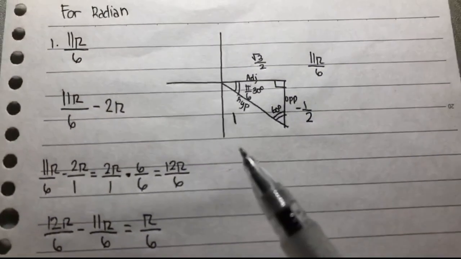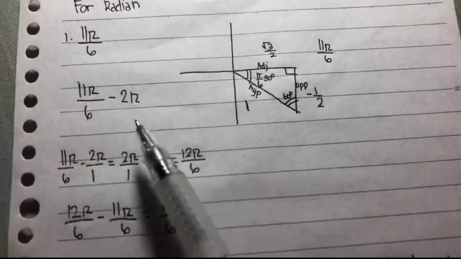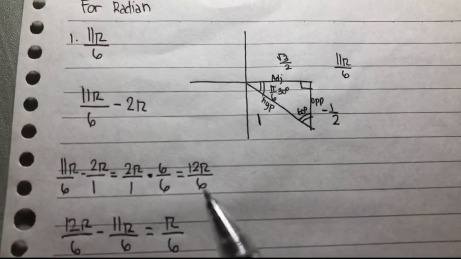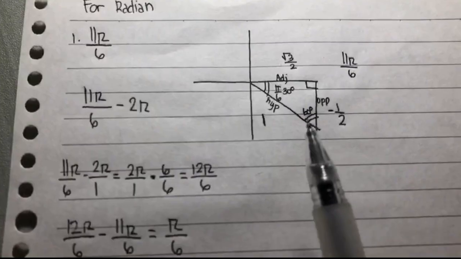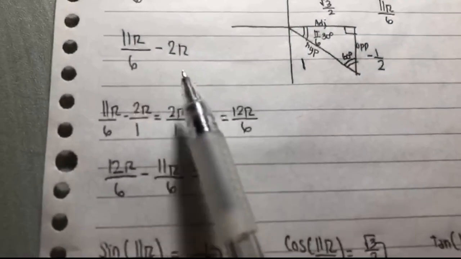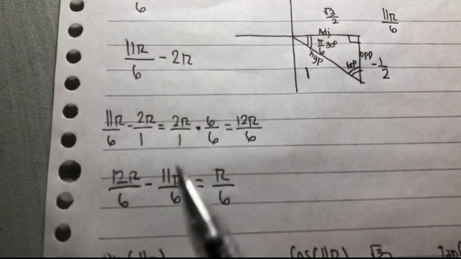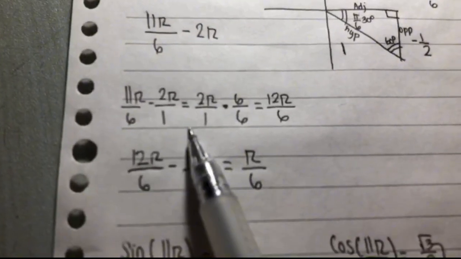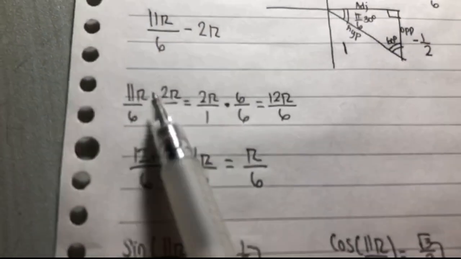Para naman makuha yung reference angle niya, ima-minus natin siya sa 2 pi. Bakit sa 2 pi? Kasi 2 pi is equals to 360 degrees. Ima-minus natin siya sa 2 pi kasi nasa quadrant 4 siya. So, let's subtract the 11 pi over 6 to 2 pi. 11 pi over 6 minus 2 pi over 1. Ngayon, naglagay tayo ng 1 kasi whole number siya para balance sila na fraction.